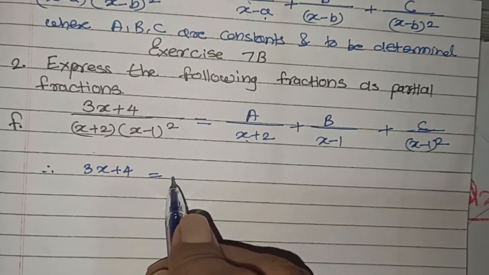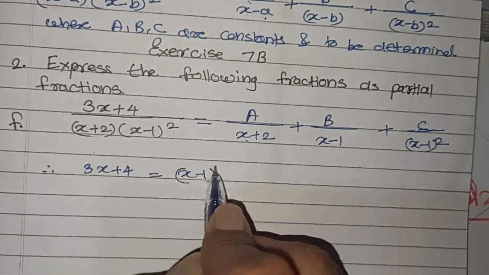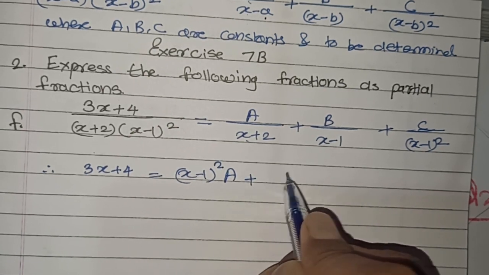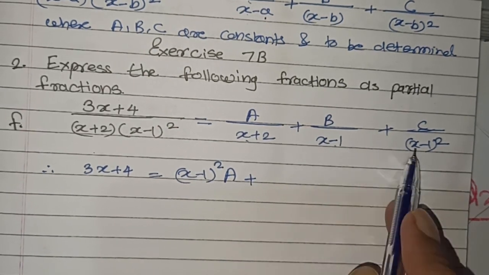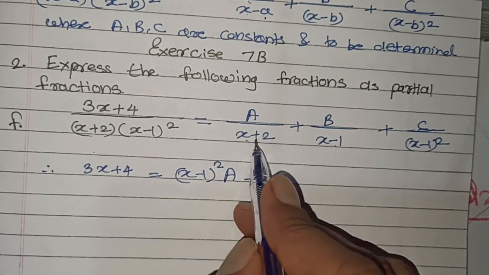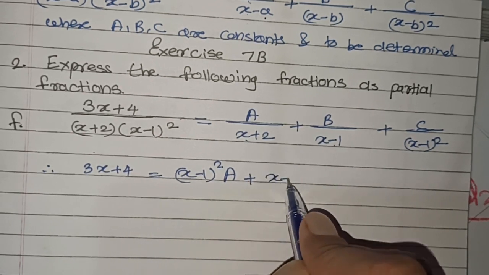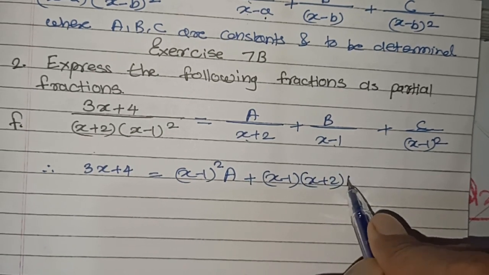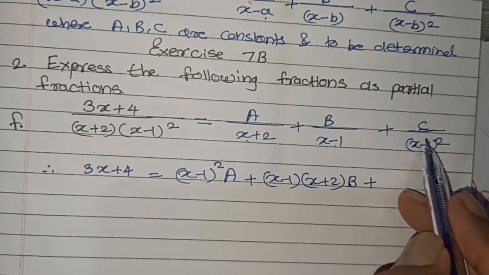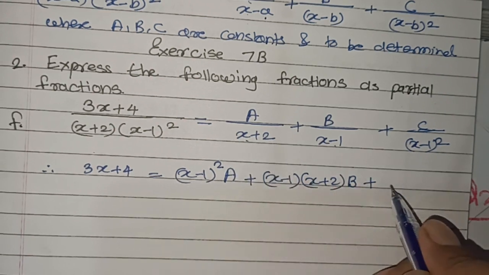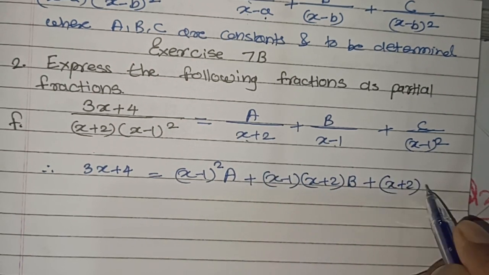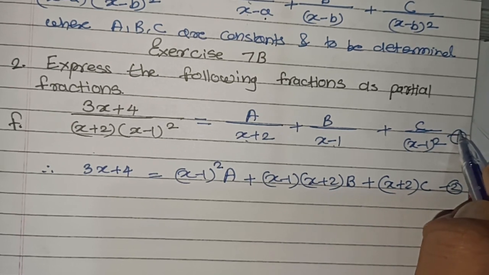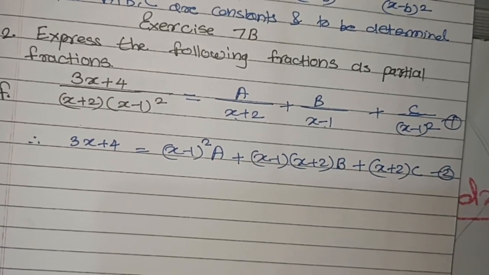x plus 2 is already there, so x minus 1 bracket square into a plus, here one bracket is short, x minus 1, and x plus 2 is also short, so x minus 1 into x plus 2 into b plus, here we need to multiply by x plus 2 only, so x plus 2 into c. This is equation number 2, and the earlier one is equation number 1, and determine the values of a, b and c.